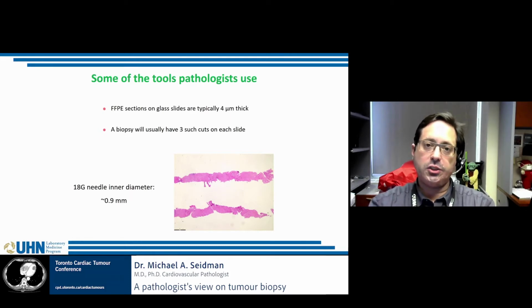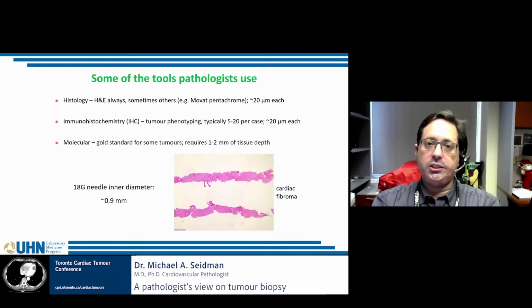Of note, the sections we take are typically 4 microns thick, and a typical slide from a biopsy will have 3 cuts of the tissue on there to make sure that we get a representation of the tissue that doesn't fragment, doesn't fall off the slide during processing, et cetera. Now, it will become relevant that an 18-gauge needle inner diameter is less than a centimeter, so we only have so much tissue to work with. Some other types of biopsies, this is a different consideration, but the needle biopsies are common, and I thought it would be useful to use that as an analogy.